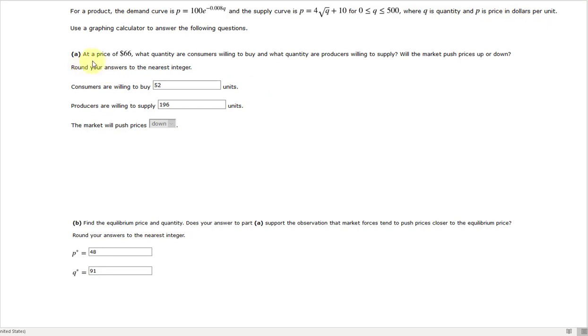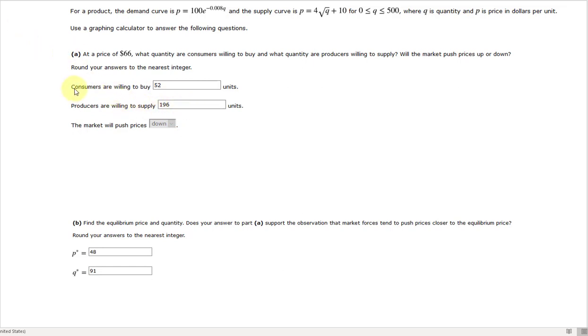Now, the first question they ask: at the price of $66, what quantity are consumers willing to buy, what quantity are producers willing to supply, and will the market push the prices up or down? Round your answers to the nearest integers. Okay, we have the answer here, but how do we get to the answer?